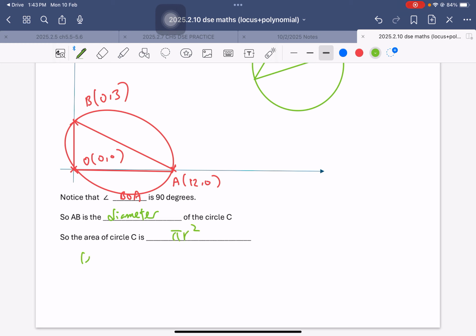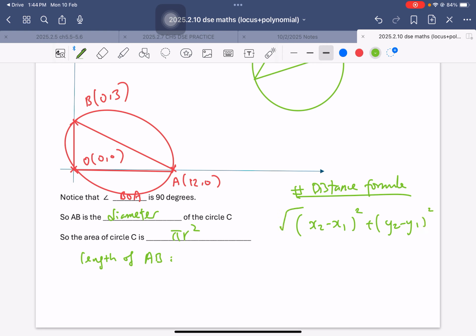The length of AB is equal to, how do you find the length of AB? What is the distance formula? So you can write it here again. Distance formula. Gabby, what is the distance formula? What is distance formula? The difference between the x, you take the square, plus the difference of the y, you take the square, and then you take the square root. This is the distance formula between 2 points. So what is the length of AB?